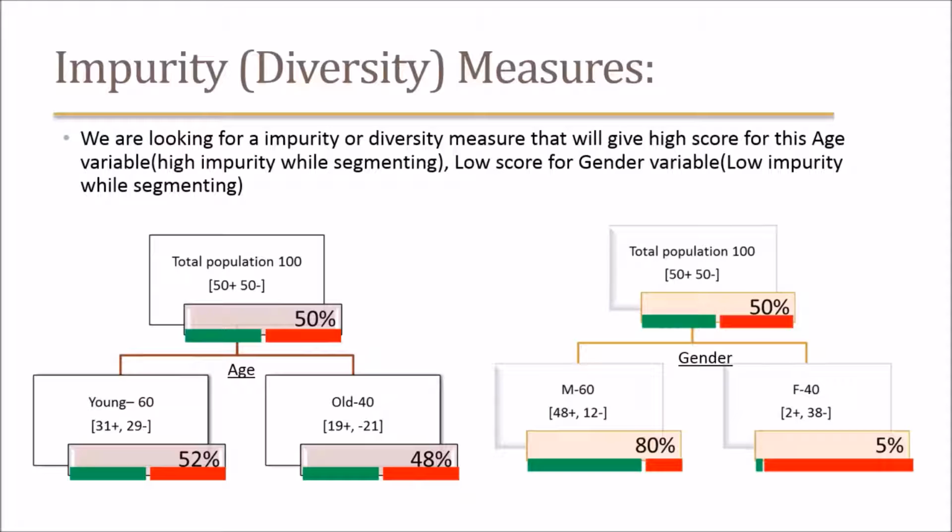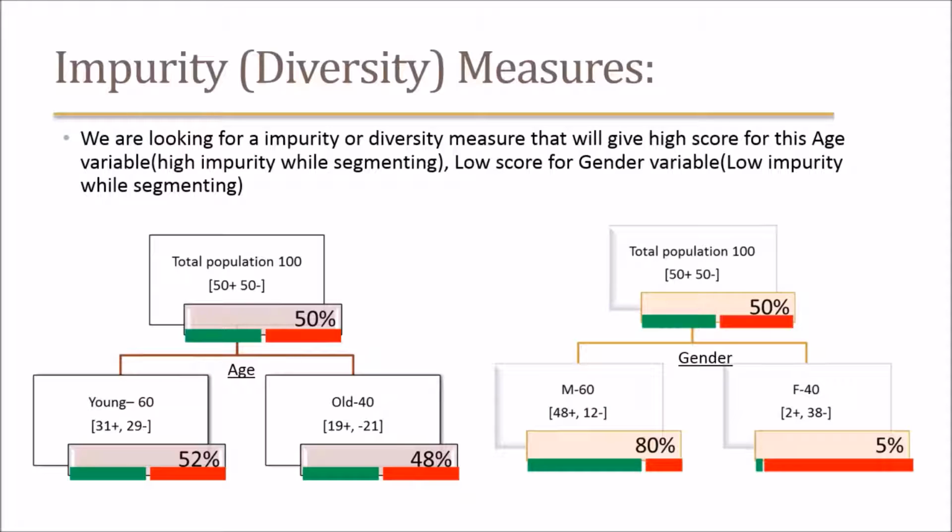We can actually say one segment is a buyer segment or a non-buyer segment. The age variable is not really giving that, so that is really impure, whereas the gender variable has pure segments. So we are looking for an impurity measure or a diversity measure which will give a very low score for the gender variable, because the gender variable results in pure segments.